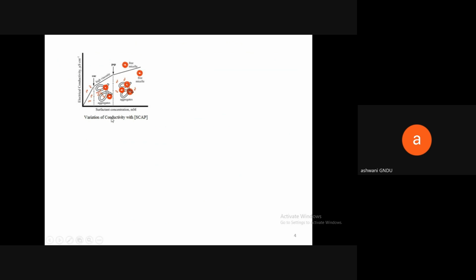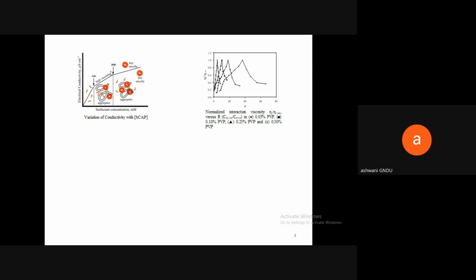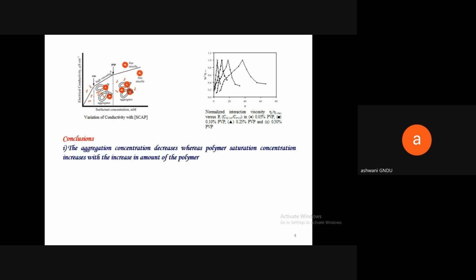This can be measured using a conductivity meter or surface tension meter. This is the aggregation concentration at which aggregation with the polymer starts, and PSP denotes the polymer saturation point, where the polymer itself is saturated with surfactant molecules. These are the viscosity studies which we carried out in order to find the concentration at which these points are achieved. The conclusion from these observations is that the aggregation concentration decreases, whereas the polymer saturation concentration increases with the increase in the amount of polymer.